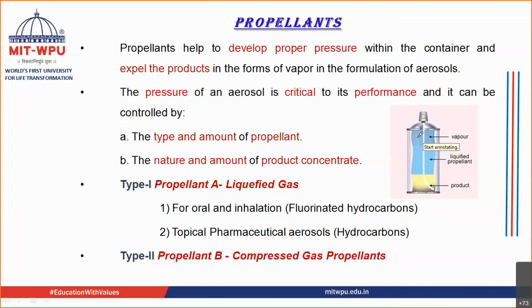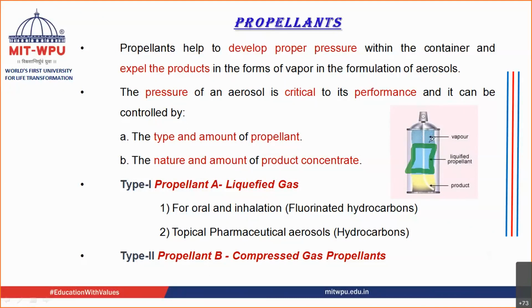Whatever you see in blue, these are the propellant. This part of blue is nothing but a liquid propellant. Above that is the gaseous propellant. This liquid propellant has converted into gas, how that happens we are going to see further. And here you have the product. This product may also contain propellant inside it. So are you understanding? This is the propellant system.